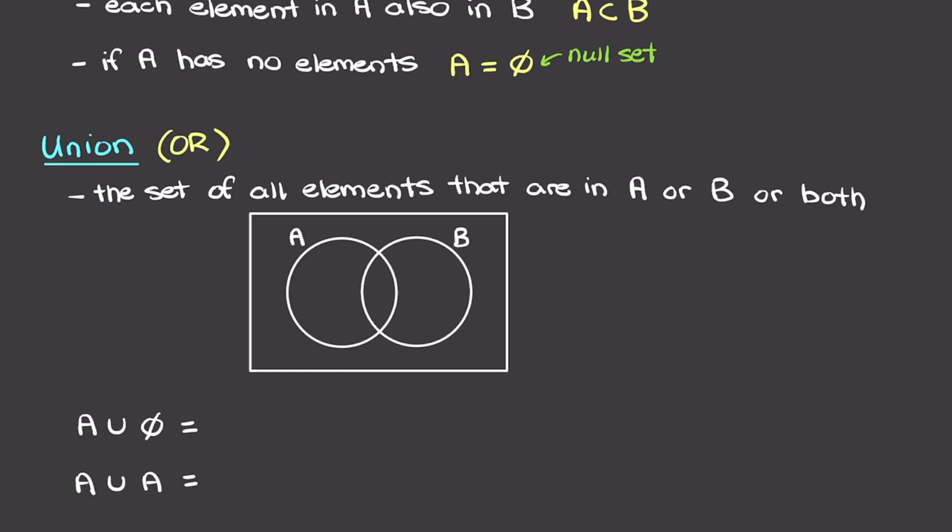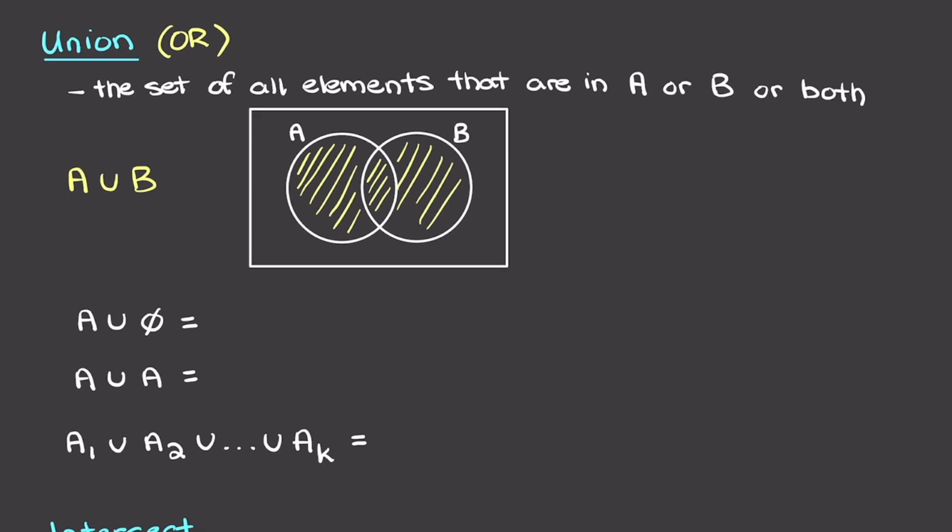So if we look at a Venn diagram here, the union would be represented as A union B, which is all of A, all of B, and of course, what's both of them also.